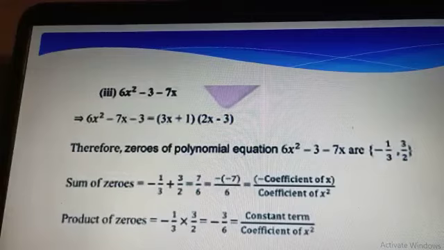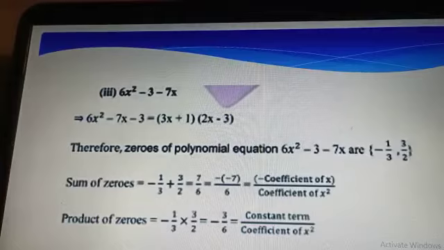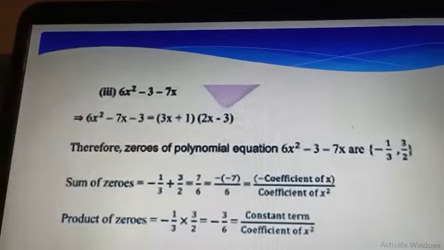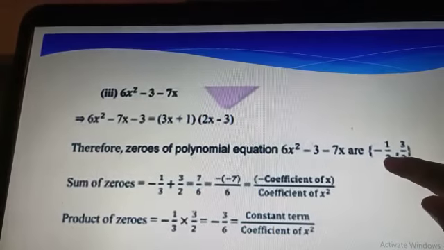6 threes are 18. What are the factors of 18 that we can use to rewrite 7? So we can rewrite with the factors minus 9 plus 2. Write it, take out common, do factorization. So we get two factors, 3x plus 1 and 2x minus 3. 3x plus 1 is equal to 0, 3x is equal to minus 1, x is equal to minus 1 by 3.